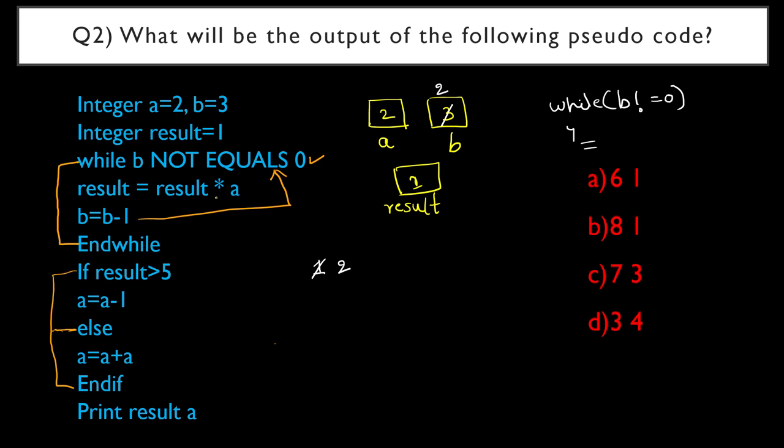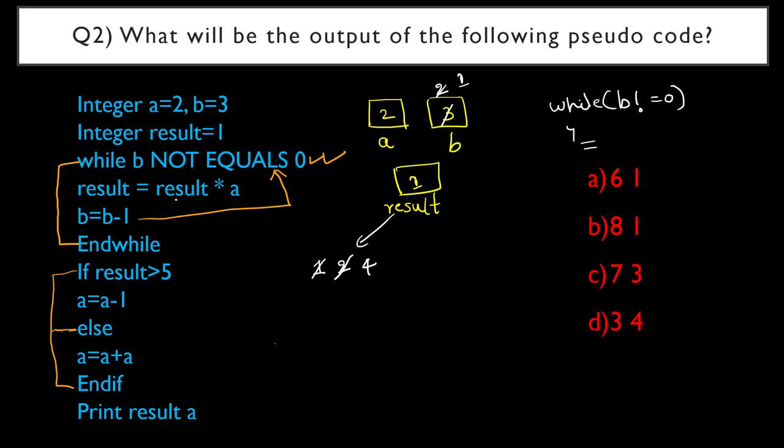Again, result equal to result into A. The value of result is already 2. So 2 into 2 is 4. So the new value of result is 4. That is being stored here. Again it goes back here. It decreases the value, B equal to B minus 1. So the value of B becomes 1. Again it goes back here. B is not equal to 0. This condition is true because the value of B is 1. It is not equal to 0.